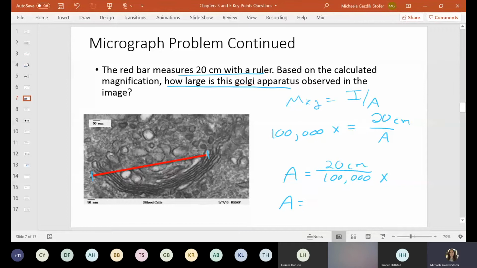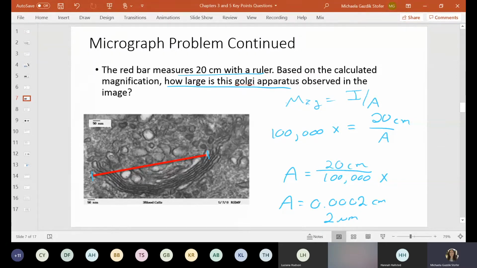So the actual size of that Golgi apparatus is going to be 0.0002 centimeters. That's a really tiny number. It's because in microbiology, centimeters are way too big for most of the stuff we work with. If we want to change that into a more normal looking number, that would be the same as saying this is 2 micrometers in size.